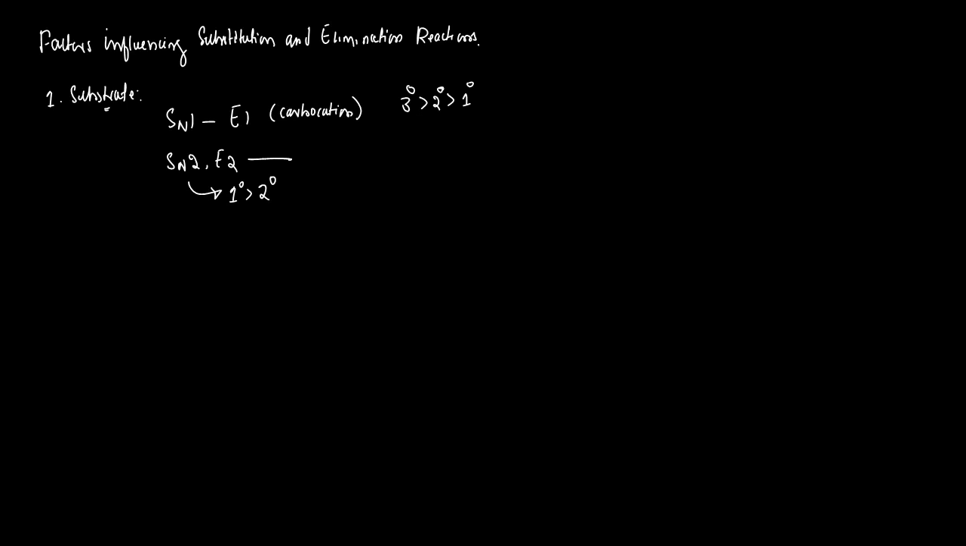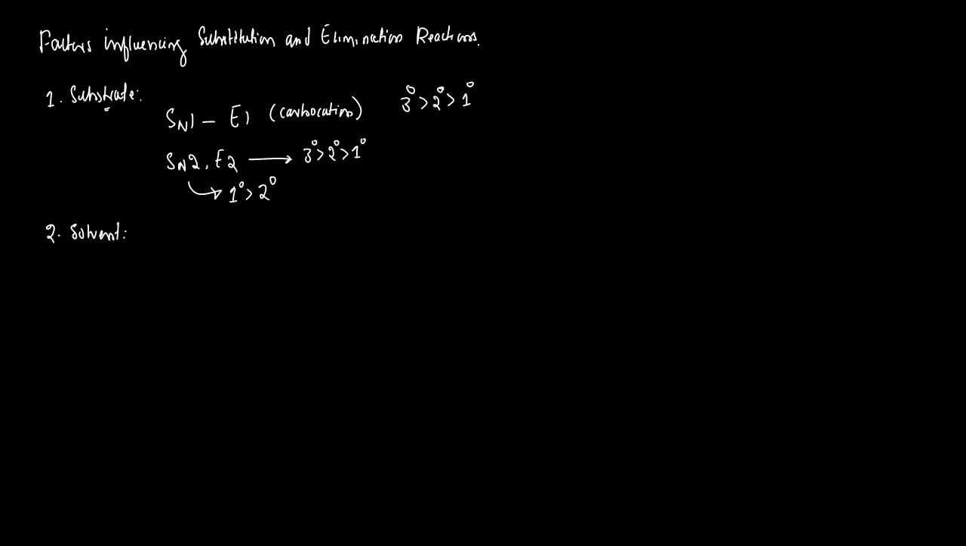As far as E2 is concerned, whether E1 or E2, we get an alkene. So if the alkene is highly substituted, then it will be stable, and only the substrate that gives rise to a stable and substituted alkene will promote a faster elimination reaction. So for both E1 and E2 the order is the same with respect to substrate, but in SN1 and SN2 the order is reversed.